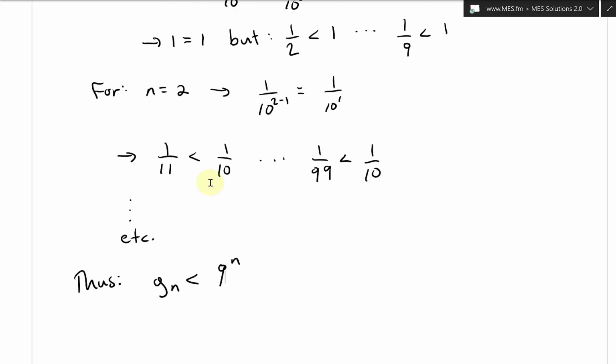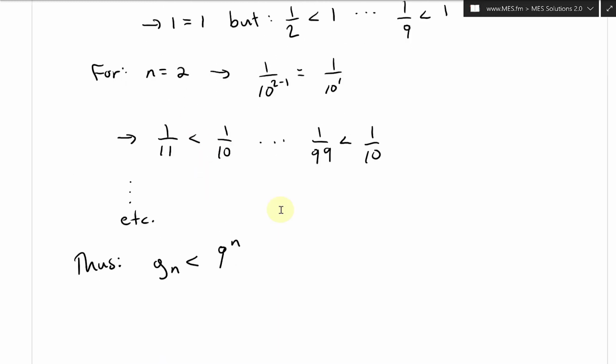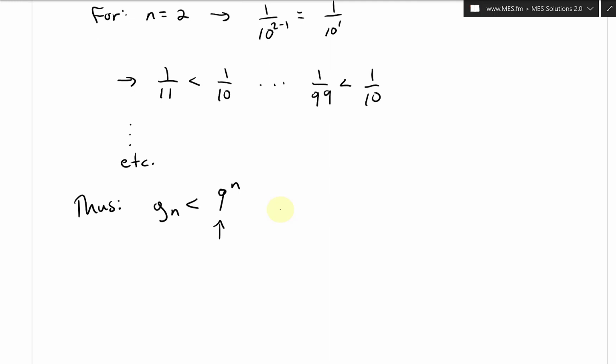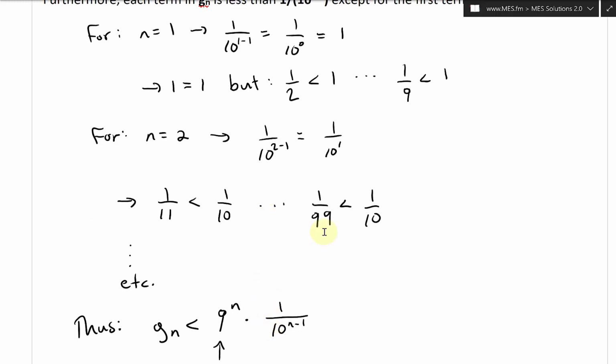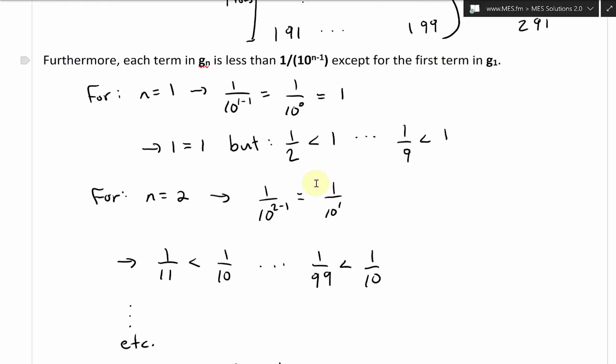That's the number of terms, so I'll put this here. This 9 to the n is the number of terms in each group. And then we multiply it by the max size, that is 1 over 10 to the n minus 1. In other words, every single term is less than 1 over 10 to the n minus 1.